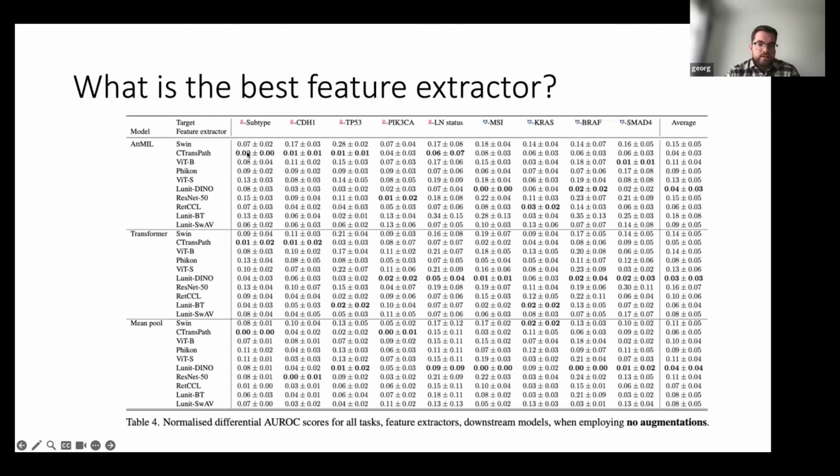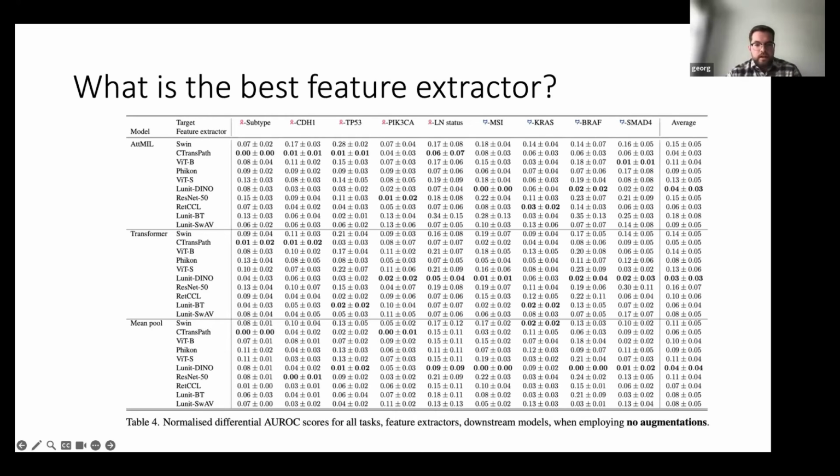For example, in the case of attention MIL for C-trans path for breast cancer subtype prediction, compared to all the other feature extractors, C-trans path in all of the different configurations always achieved the best performance. So here we can be pretty sure that C-trans path is the best. And we similarly do that for all the other feature extractors, and then you can just average that and get an average performance across all the different tasks.